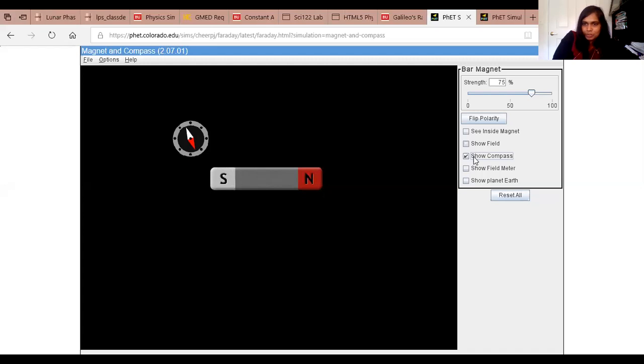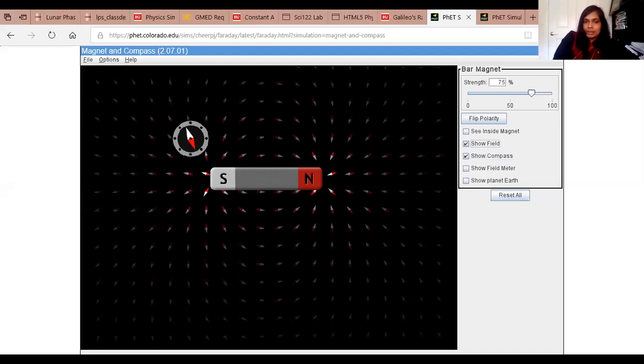Now, if I put a whole bunch of compasses around this magnet, this is how it's arranged. The compass needle, the red color needle, points towards the south. See, this is the direction. So if you follow the direction of these red color points, it represents the field direction. So the magnetic field starts from the North Pole and goes all the way towards south.